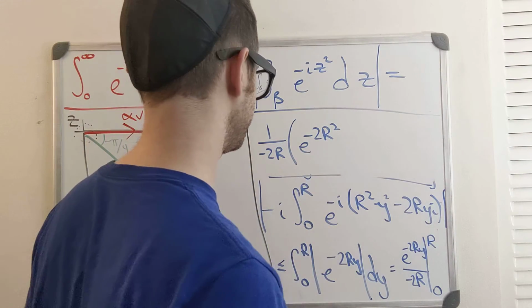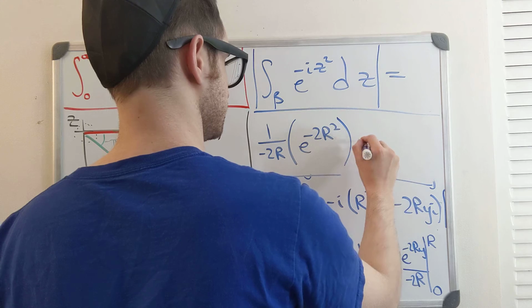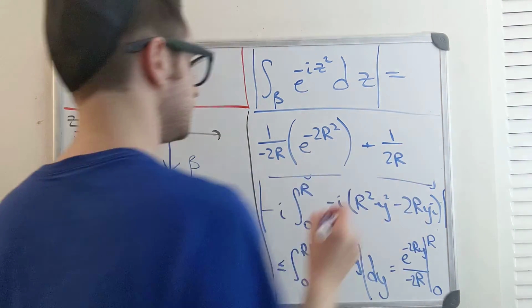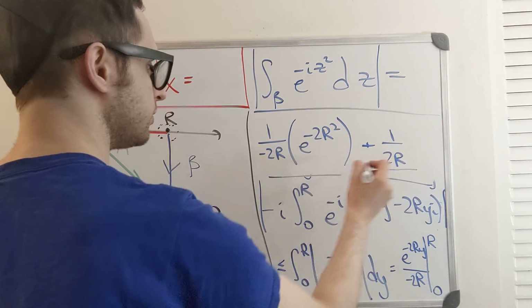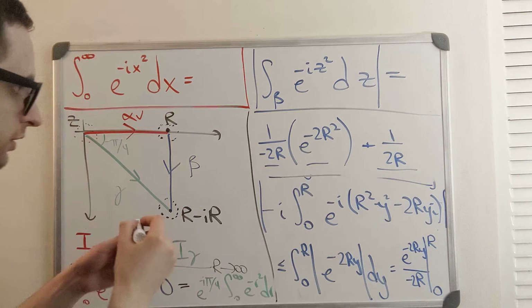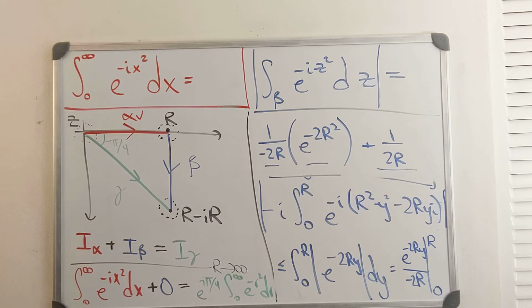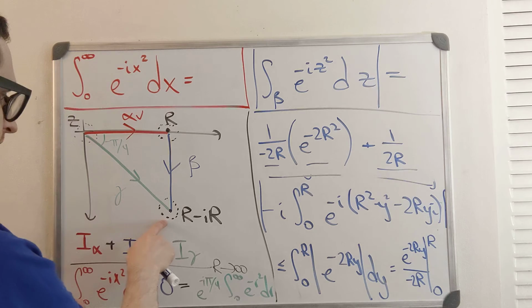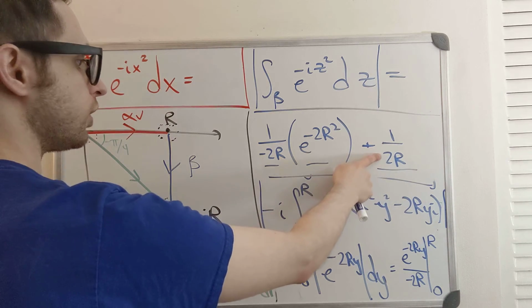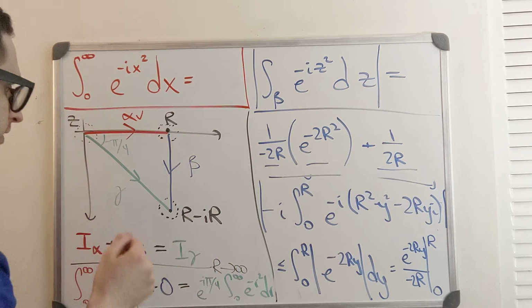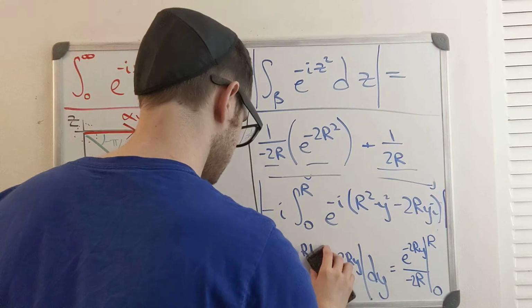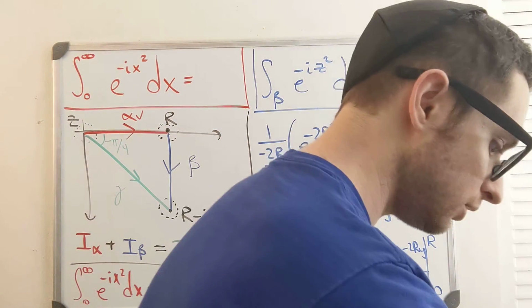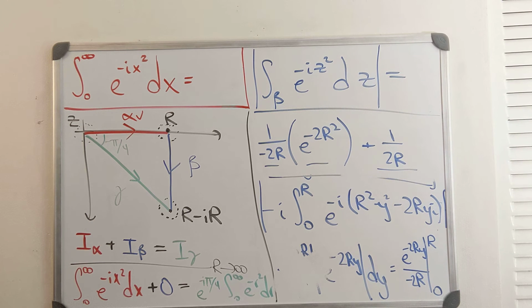In fact, if I just get rid of this, and this will be plus 1 over 2r, this clearly goes to 0, and this is a product of two things that go to 0 as r goes to infinity. So we really can make this as small as we like. And again, we have an exponentially suppressed contribution from this point down here, and a 1 over r suppressed contribution from this point here. So then we know, well, I'll even leave this up, but we know that the integral along beta ends up being negligible as r goes to infinity.